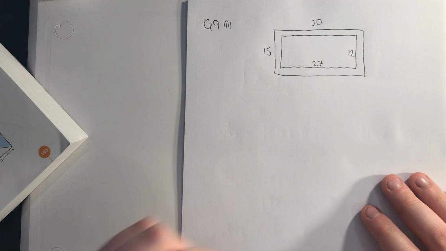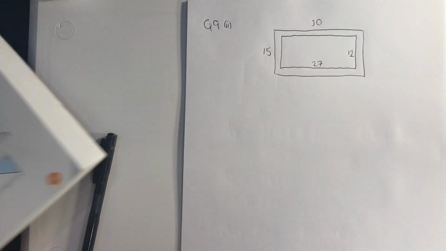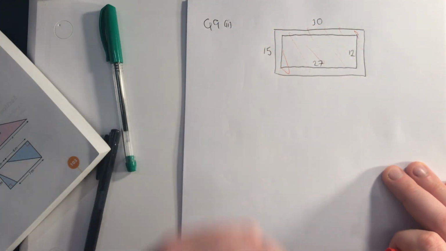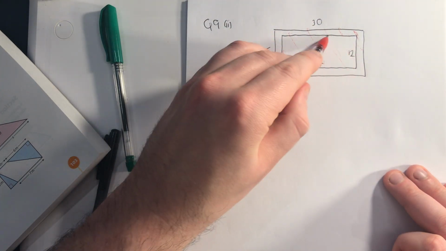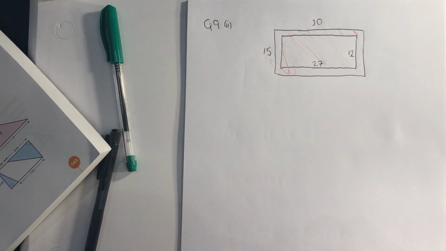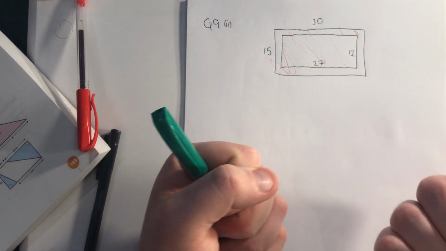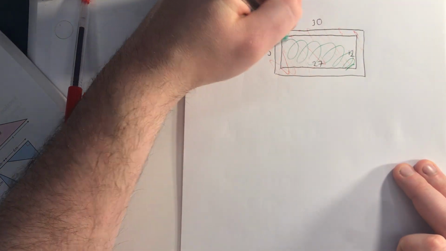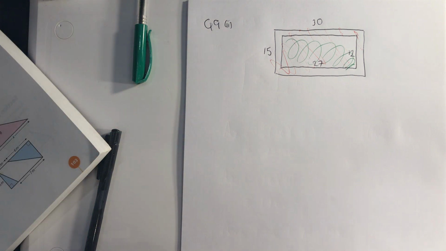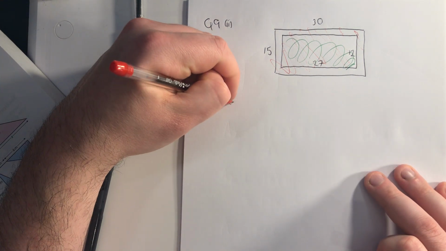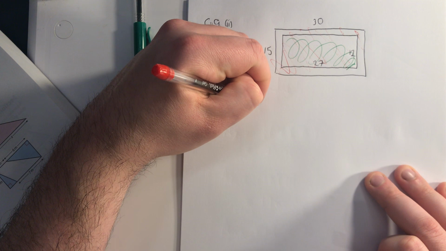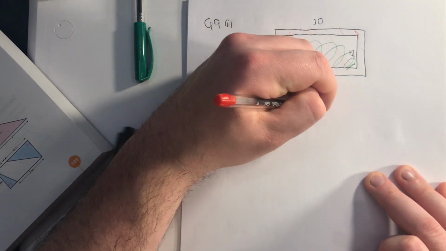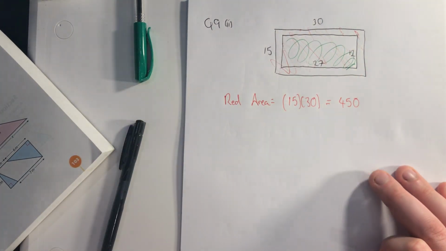So we're going to work out the red area. Maybe you can't see that, but that's the red area. Then from the red area we're going to take out the green area. So we're going to take away the green area. That's my strategy here. So the red area is equal to 15 times 30, which is equal to 450.